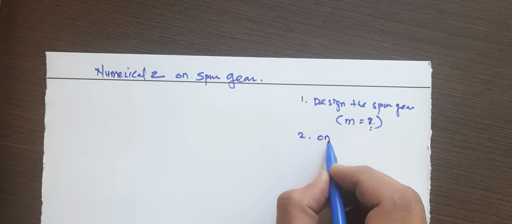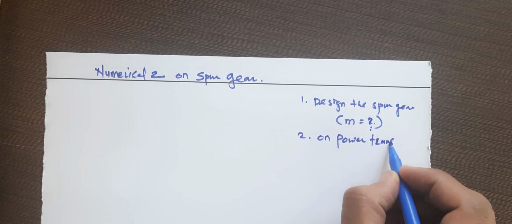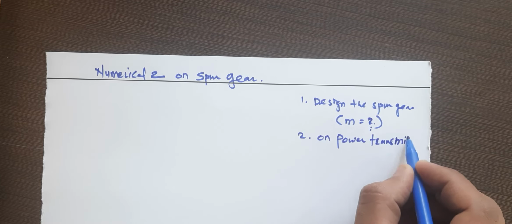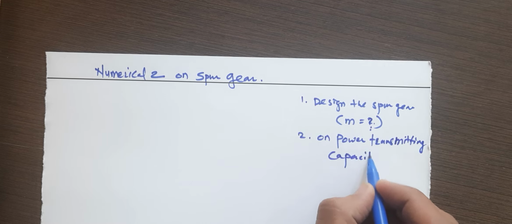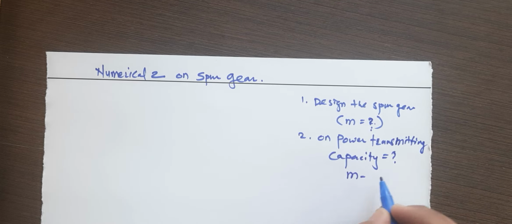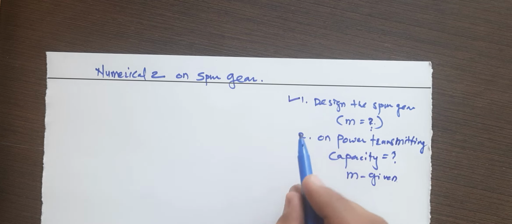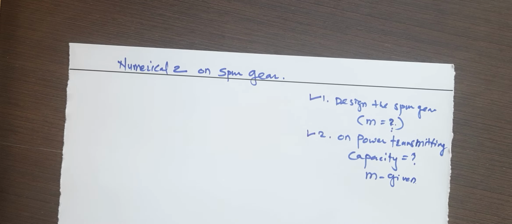On power transmitting capacity, here you need to find the power transmitting capacity of the gear pair. Here the module will be given, or the dimensions of the gear pair will be given. So the first type we have seen in the last lecture. Now we'll go for the second type, to find the power transmitting capacity of the gear pair.